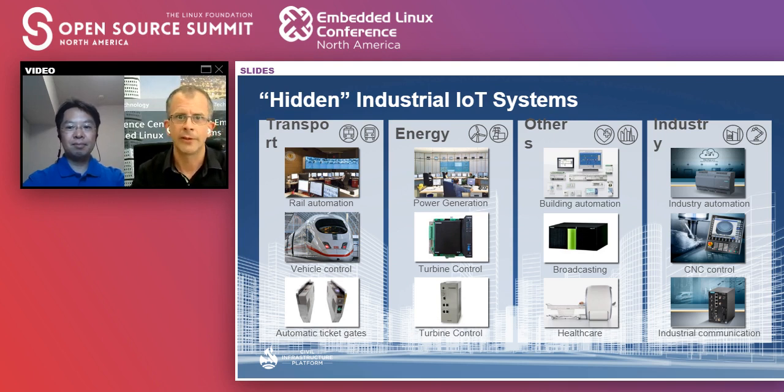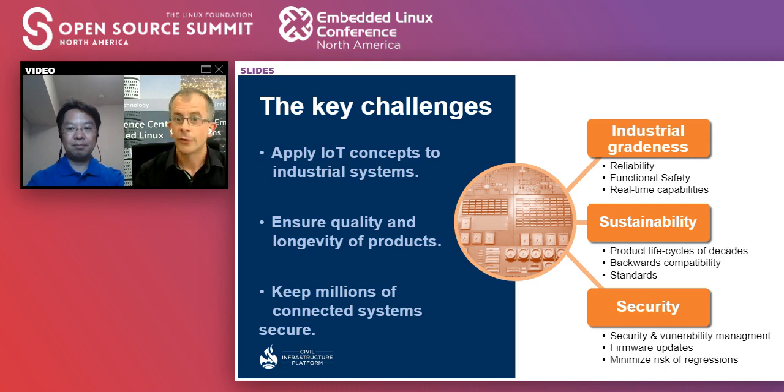Those systems have several requirements in common, which are not addressed by typical Linux distributions and software stacks. First of all, they have to be industrial grade, in the sense that they have to work reliably 24/7. Some need to fulfill functional safety requirements. Many systems interact with the physical world, so real-time capabilities have to be fulfilled. A big question is how to support and maintain these systems for a long time. These systems typically live 10, 15 years, and some, for example in power generation, live up to 40, 60 years. Not only hardware-wise but also software-wise, these systems have to be maintained.